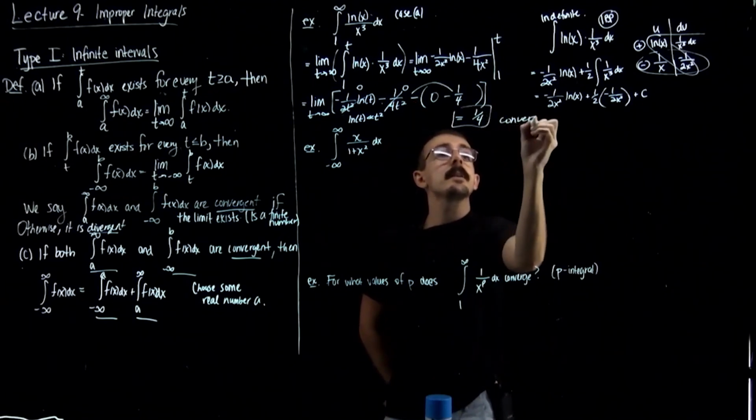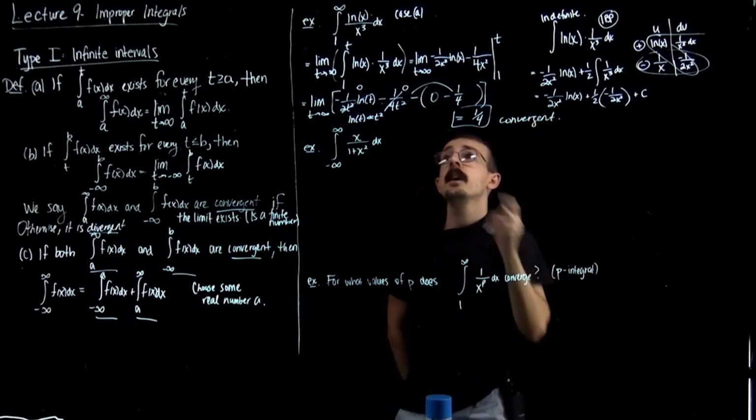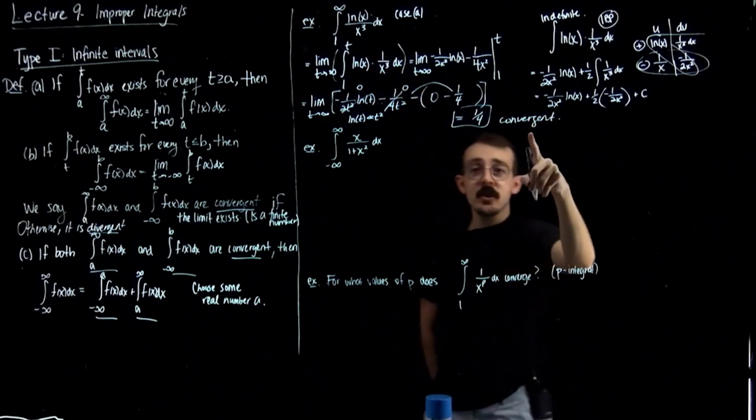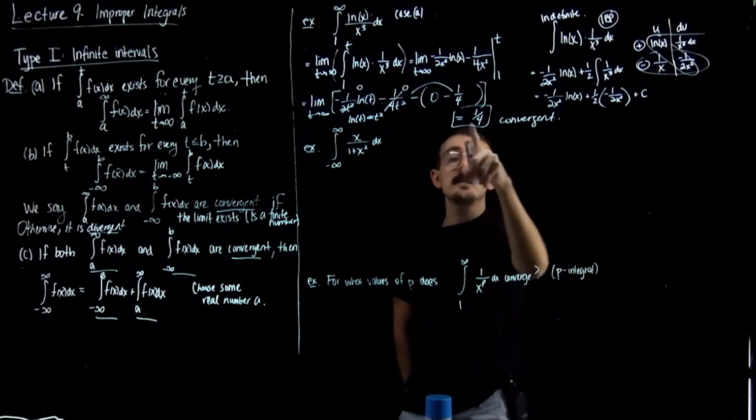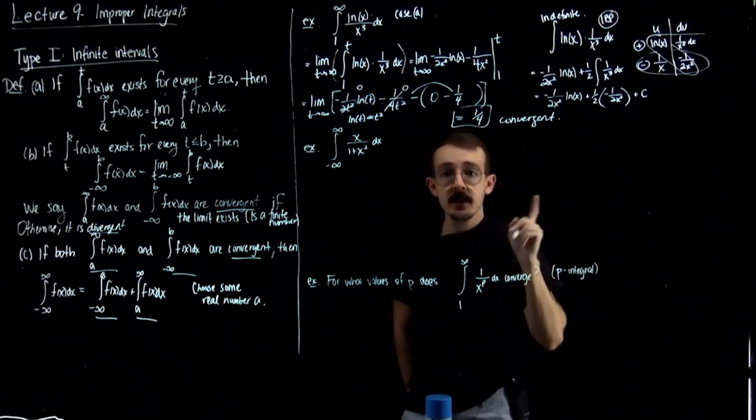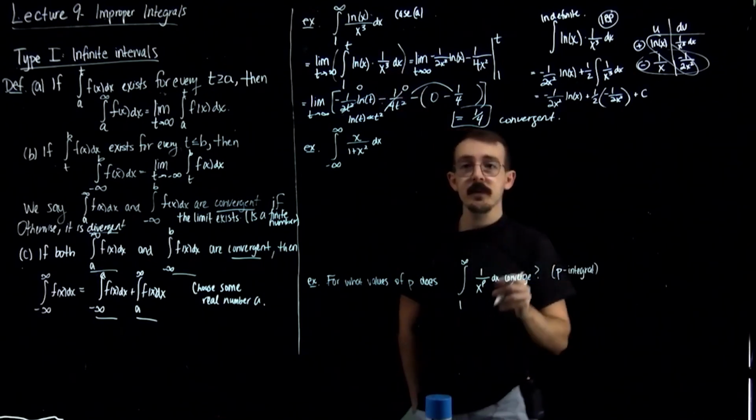So let's use some vocabulary. This integral is convergent because its value is a finite number, a single finite number. It's 1/4, so it's convergent.